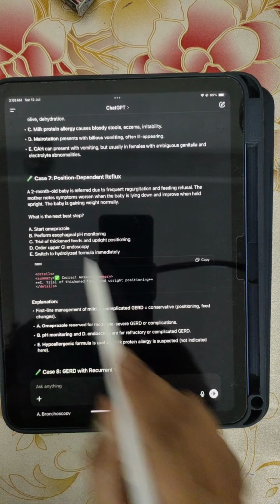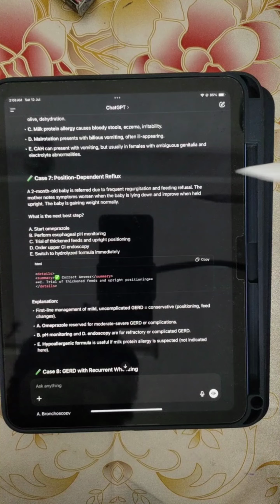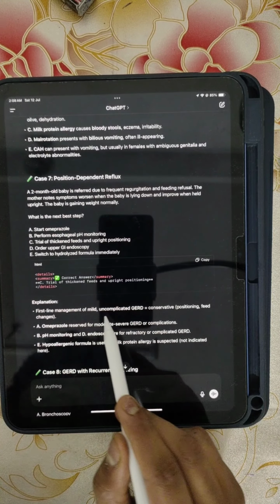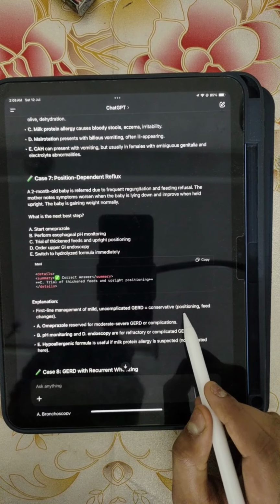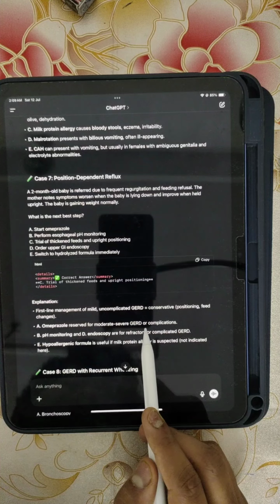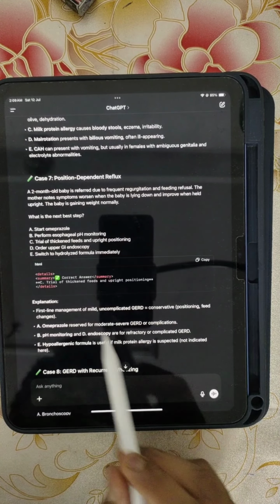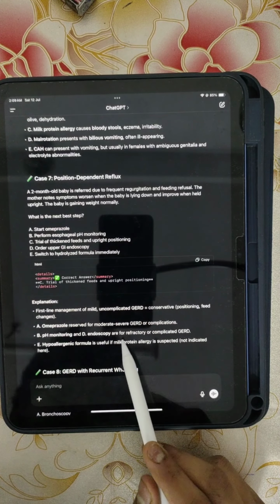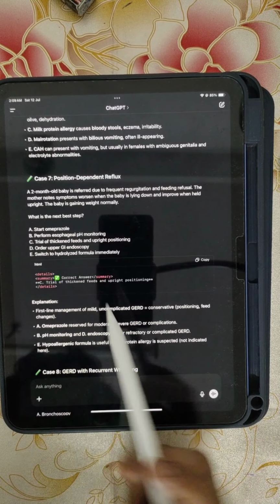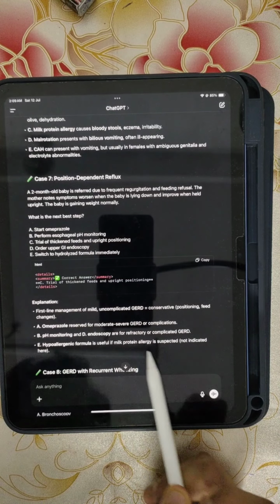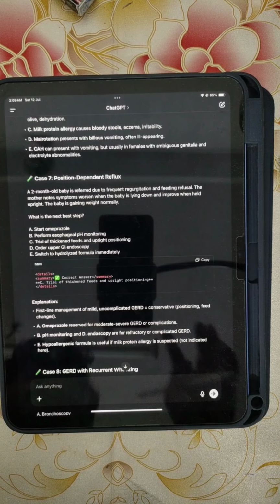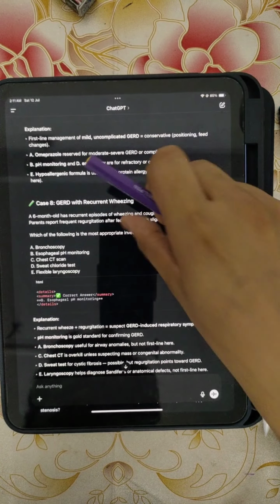Yes, the correct answer is C. Obviously the questions are obvious, but they give you better insight. First line of management in mild uncomplicated GERD is conservative, that is positioning and feeding changes. Omeprazole is reserved for moderate to severe GERD and complications. pH monitoring and endoscopy are for refractory and complicated GERD. And hypoallergenic formula, that is hydrolyzed formula, is useful for milk protein allergy where we can see stool with blood.